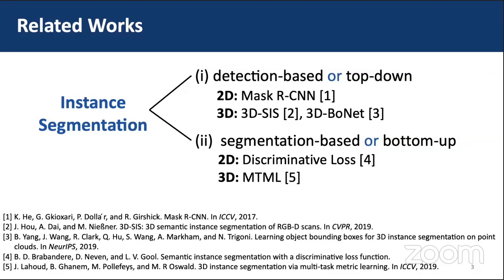On the other side, bottom-up approaches perform a pixel-level or point-level semantic segmentation and then generate instance masks by grouping the points into an arbitrary number of object instances. For example, in one method, a discriminative loss function is applied to push away pixels belonging to different instances and pull close pixels in the same instance, and then pixels can be grouped into instances using the learned embeddings. MDML then applies the discriminative loss in 3D.